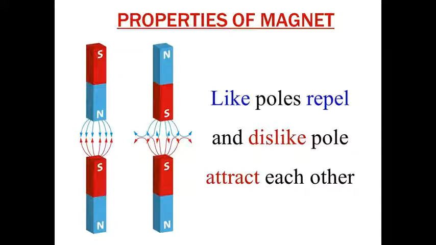If you put a magnet in front of another magnet and you put N pole in front of S pole, what do you observe? They attract each other. The summary: like poles repel each other but unlike poles attract each other. These are the properties of magnet. Is it easy or not? Yes, it's easy.